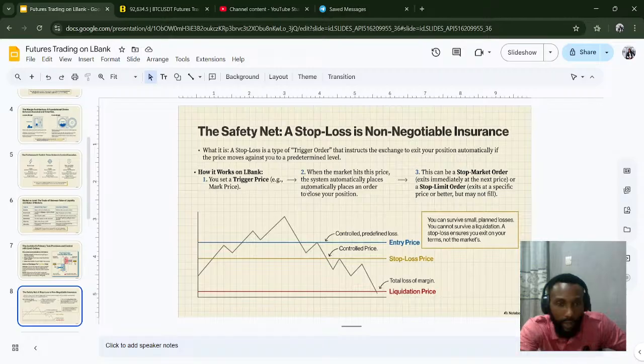So that's what it is. If price starts going against you, once you set a mark price and price gets to that region and it's going against you, it takes you out of the market. The system automatically places an order to close your position so that you can be safe and you don't get liquidated.